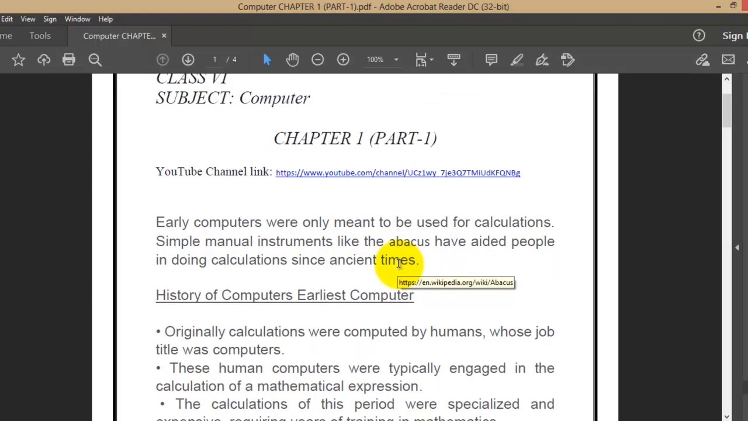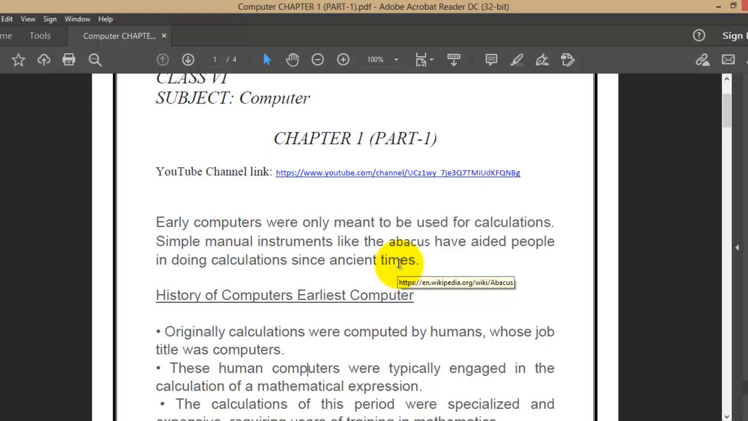Early computers were only meant to be used for calculation. Means computers that were developed in earlier days were meant for calculation purposes only, like mathematical calculation. But nowadays, in today's world, any computer, the one which we have at our school or at home, we can play games, we can watch movies, we can stream live videos online. Like this, it's a multi-purpose device. We can do many works by using this computer. But in earlier days, it was meant only for calculation.